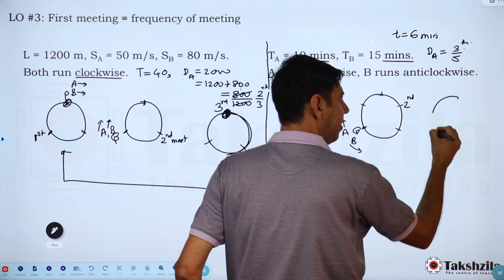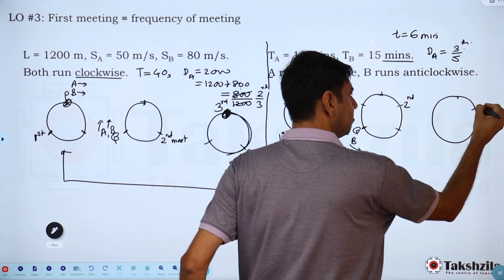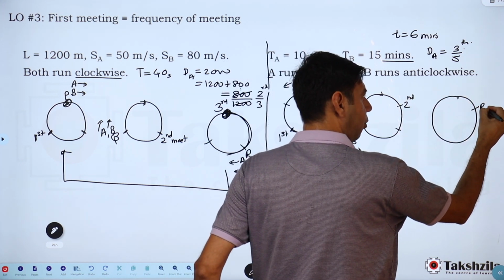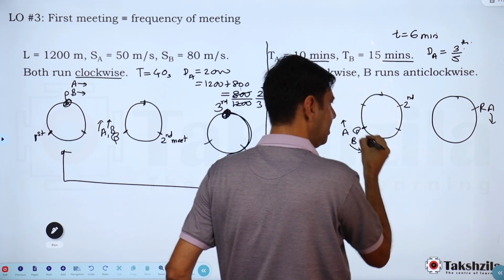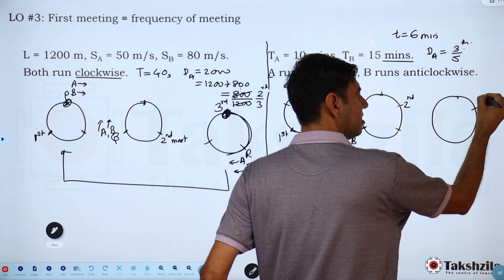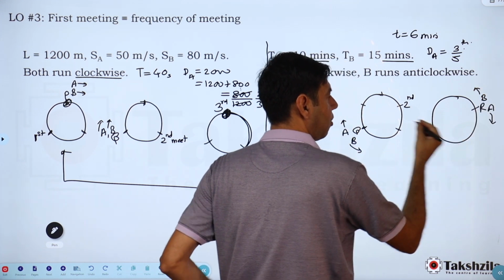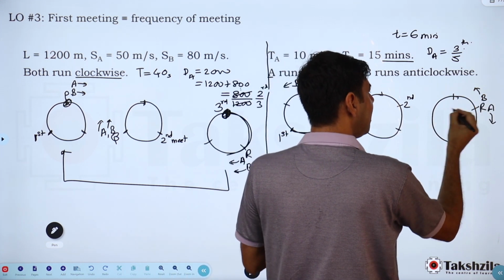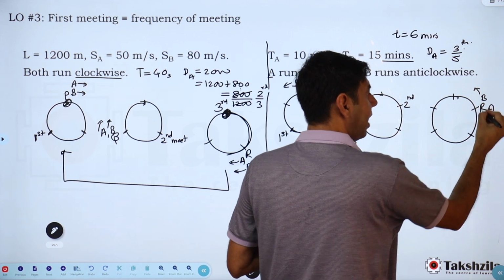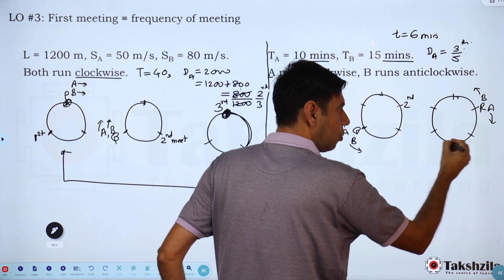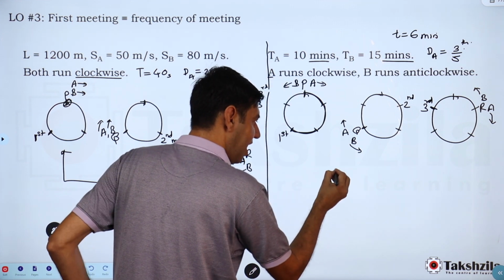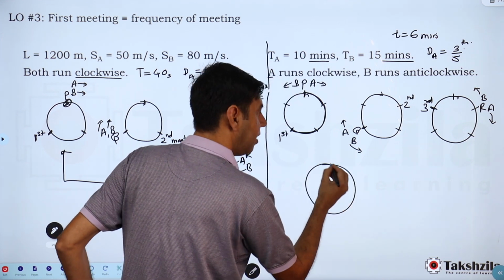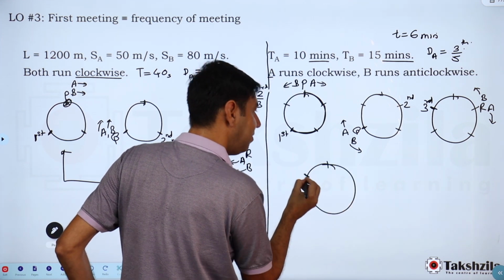And again, if I talk about this as my R point, new point, A has come here, but A is going to continue clockwise. B also has reached this point, but B will continue anti-clockwise. Exactly the same, students. So A will cover 3 points, 1, 2, 3. So this is where the third meeting happens.